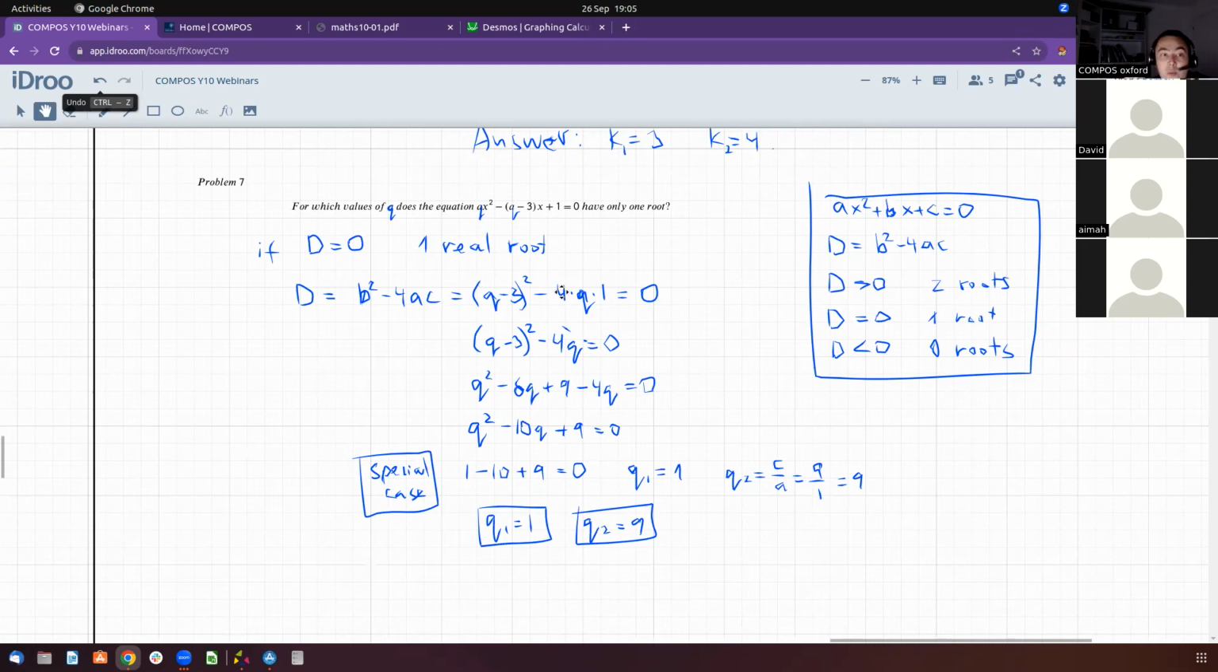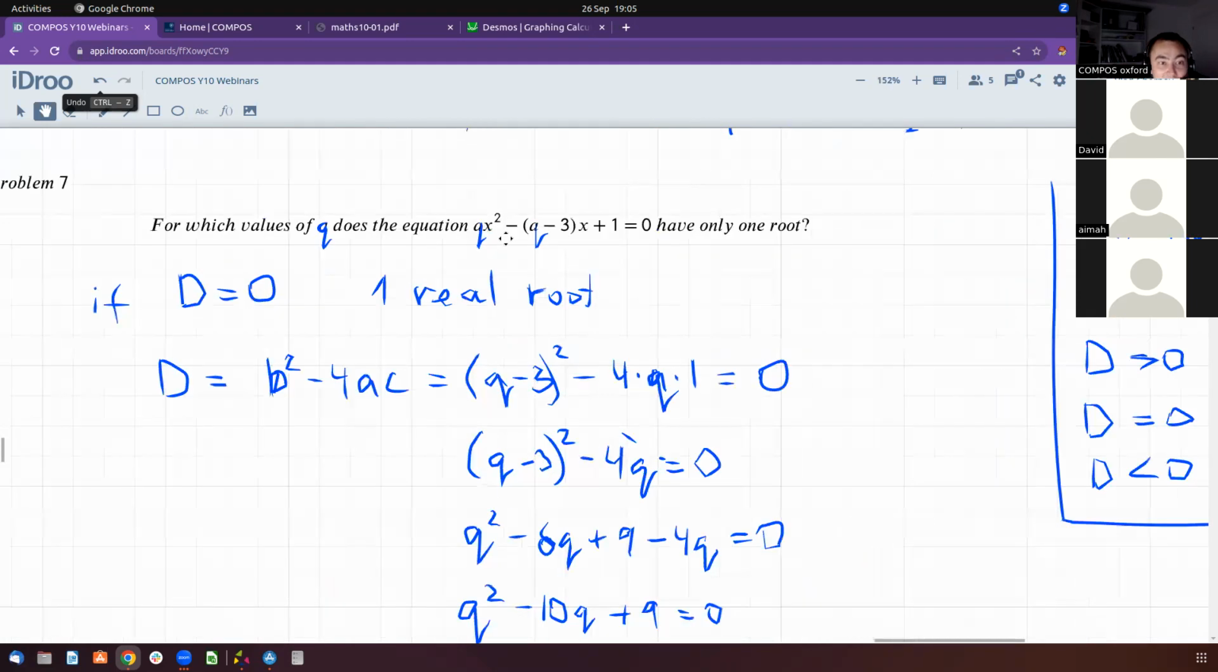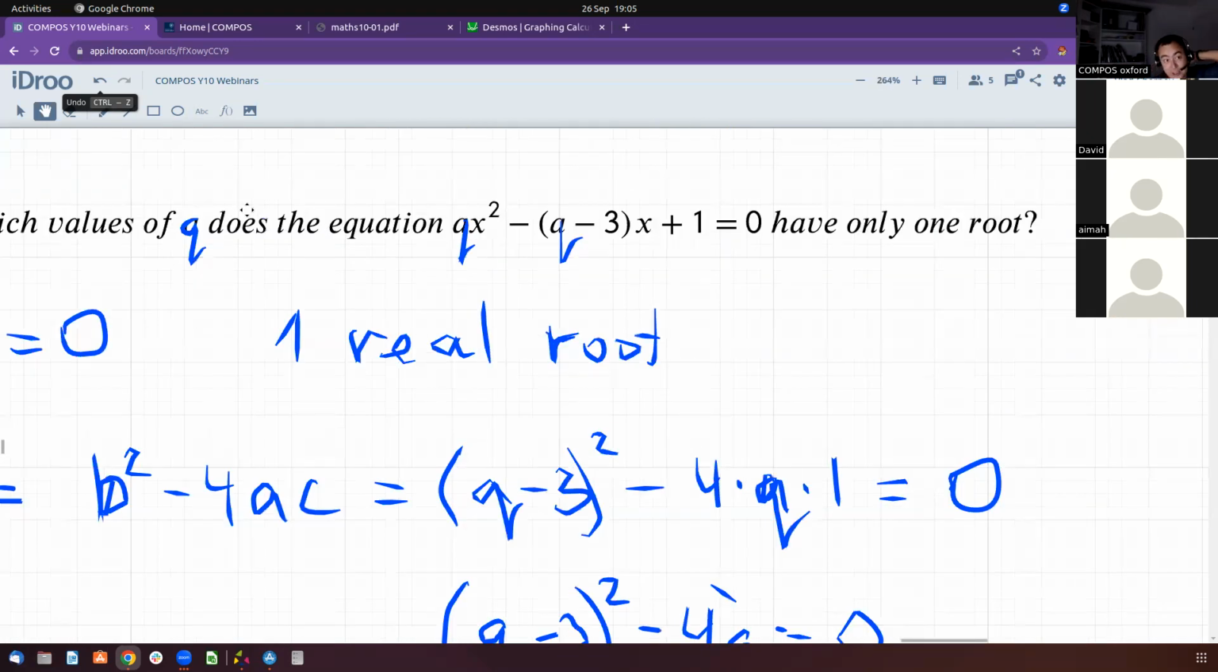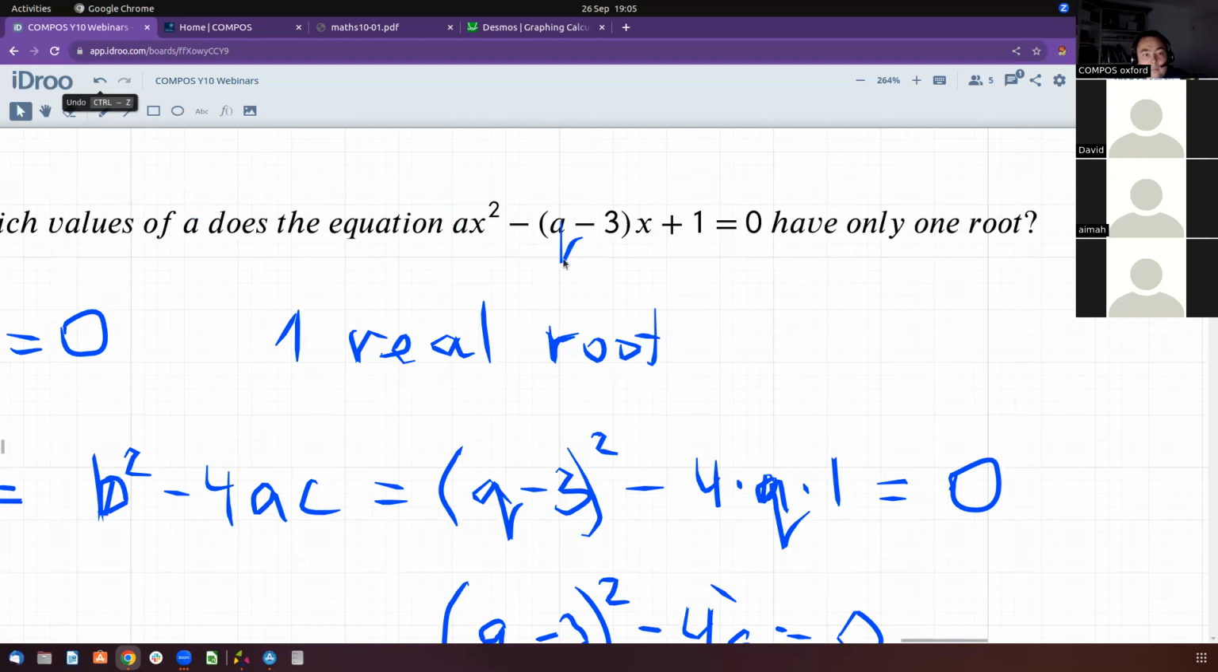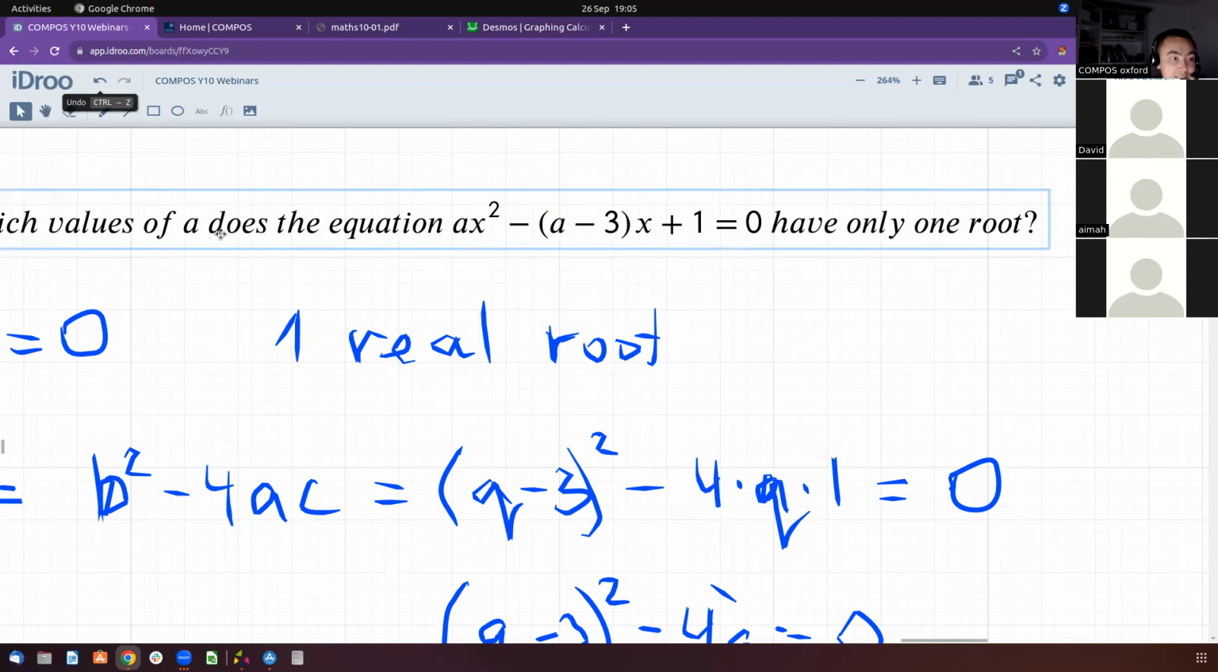What if the equation is not quadratic? Can somebody think of a value of q such that the equation is not quadratic? Yes, Theo, it is. Anyone else?